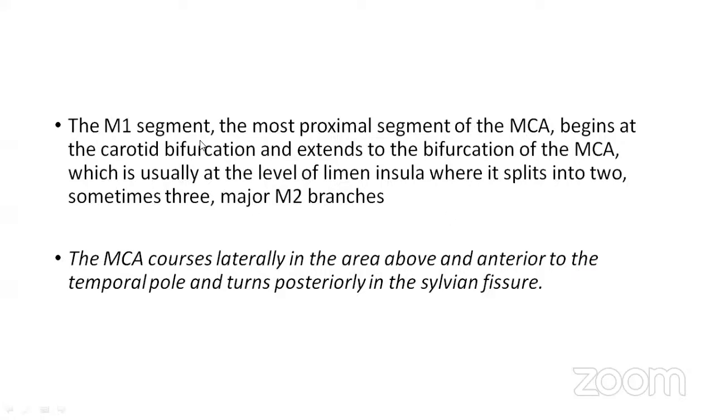The M1 segment, which is also called the horizontal segment, is the most proximal segment of the MCA. It begins at the carotid bifurcation and extends to the bifurcation of the MCA. Now, we already studied that the bifurcation of the MCA can be at the level of the genu, or it could be prior to it. Here, it is usually at the level of the limen insulae, and it splits into mostly two branches, the superior and the inferior trunk, but sometimes three branches can also be present.